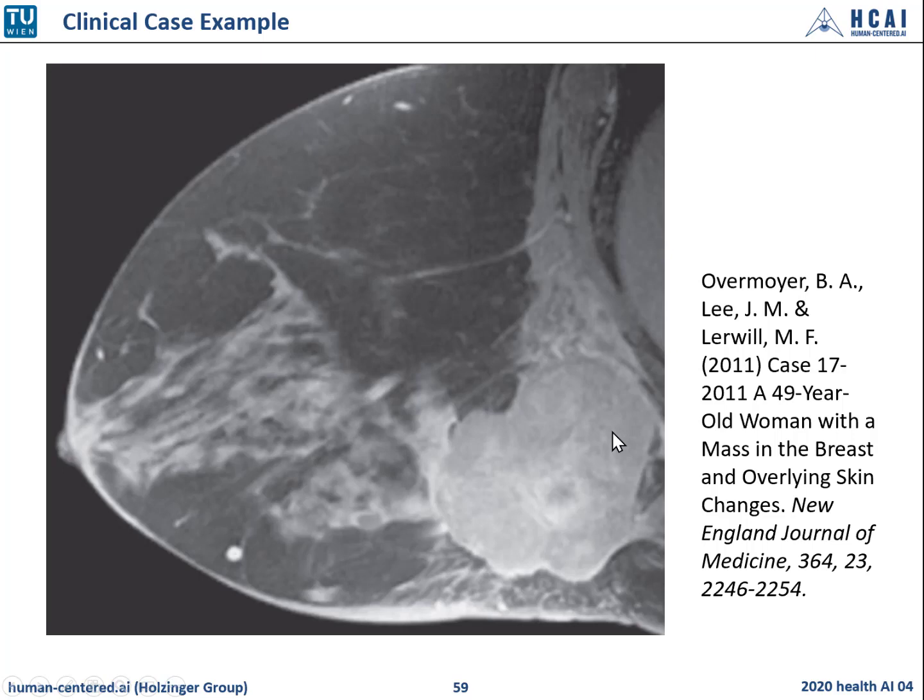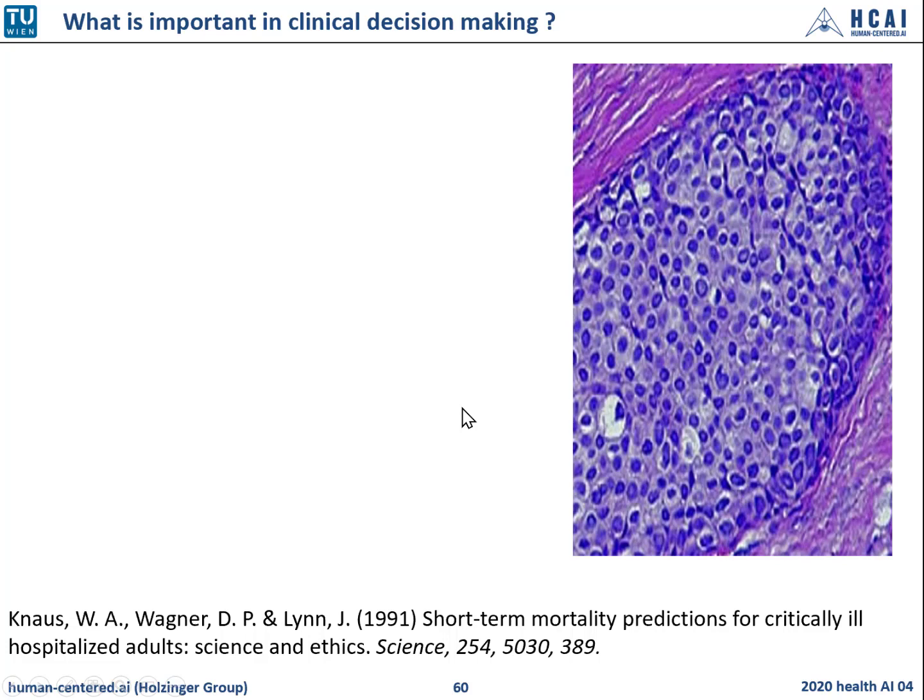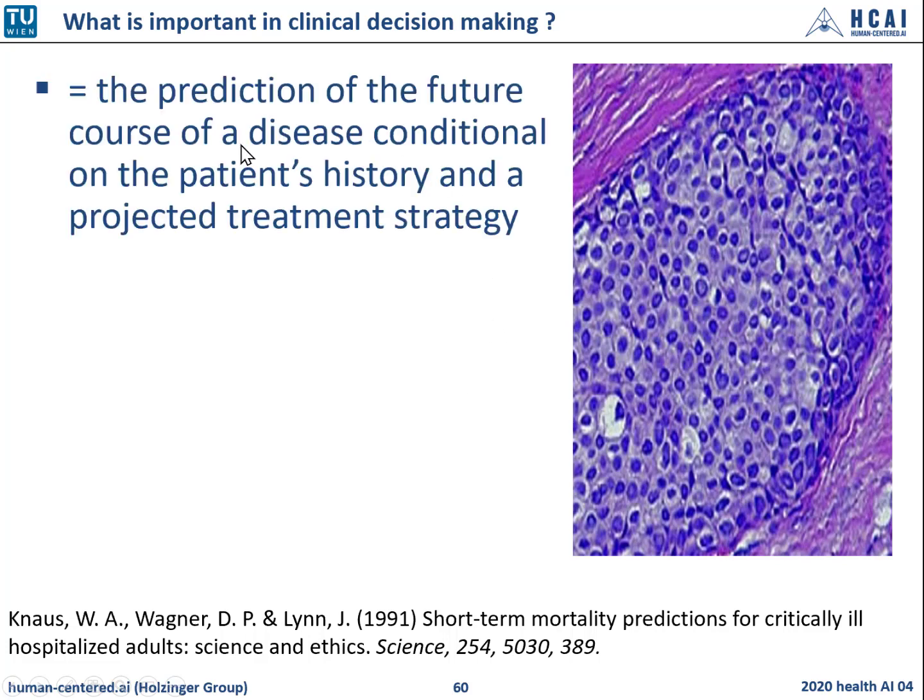Let us look at the typical medical case. Here, this slide shows the MRI of a breast cancer, and this is the 12 centimeter fixed mass, and an important task in clinical patient management is, of course, to determine a prognosis for a patient that suffers from such a disease. So this is really very, very important. And we define prognosis as the prediction of the future course of a disease conditional on the patient's history and the projected treatment strategy. Think of what I have shown you before. What is your strategy? What is your goal?